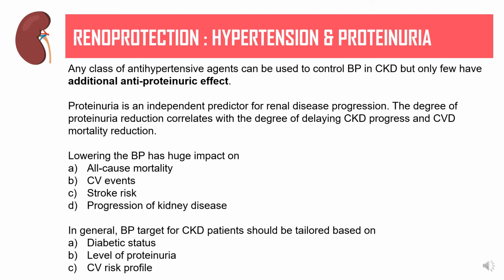Any class of antihypertensive agents can be used to control the blood pressure in CKD, but please bear in mind that only a few have additional anti-proteinuric effect, which we can discuss later. Lowering the blood pressure has a huge impact on all-cause mortality, cardiovascular events, stroke risk reduction, and progression of kidney disease. In general, the blood pressure target for CKD patients should be tailored based on diabetes status, level of proteinuria, and cardiovascular risk profile.